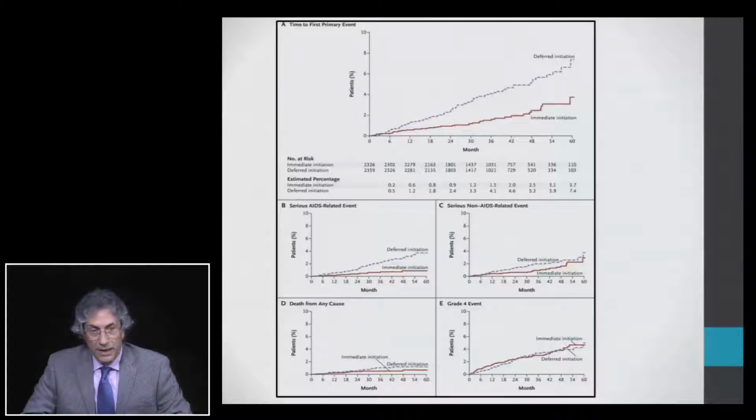The bottom right panel shows the toxicity issues. You'll see here the red and blue lines perfectly overlap, which is to say there was no increase or measurable serious toxicity among people who started antiretroviral therapy early compared to those who postponed treatment. So this shows that both there's a clinical benefit to the patients with early treatment and that there's no increased toxicity by starting early.